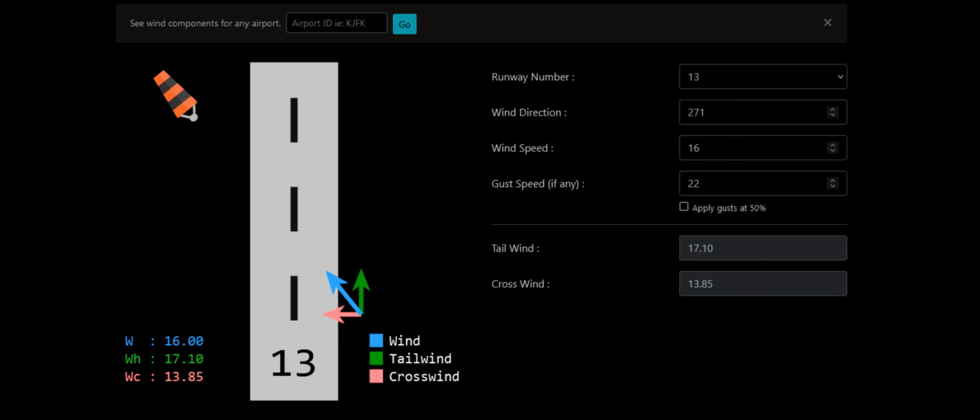We're approaching Kai Tak over terrain for runway 13. We have a wind at 271 at 16 gusting 22 knots. Let's check this out on our trusty EasyXB calculator. We'll use an online version. You can see this means we have a 17 knot tailwind, so we know we'll float, but we have a nice long runway thankfully. Also, we'll have at a minimum 13 knot crosswind.